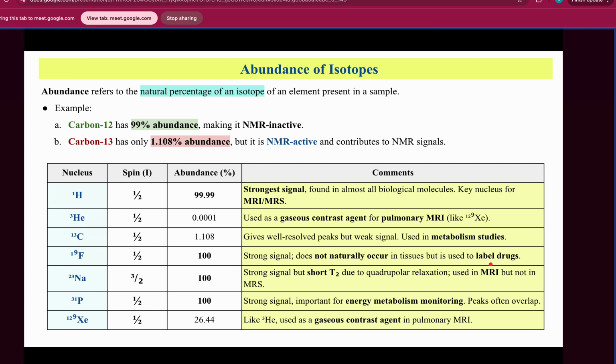Because whenever we are studying some biomolecule or some object, then that particular isotope should also be present in that particular molecule. Then only we'll be able to study it. So in this case, F19, which does not have any other isotope and is 100% abundant, is not naturally present inside the tissues. So it is generally used to label the drugs and then study their behavior. Then comes sodium 23. So it gives strong signals, but short T2 due to quadrupolar relaxation, and it is used in MRI but not in MRS. So these are some of the properties which you can go through.